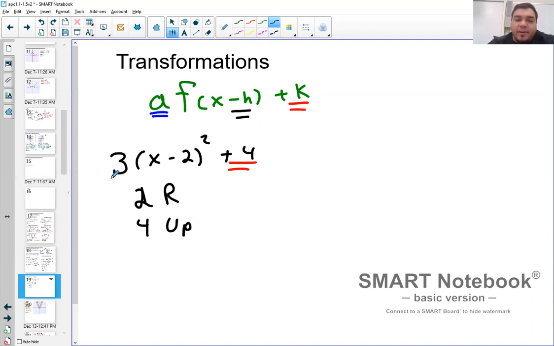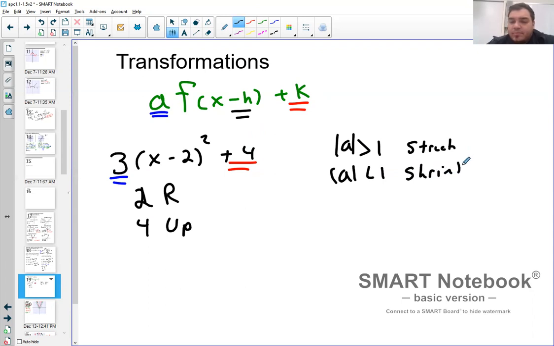And this a value over here is going to tell you whether you're vertically stretched or shrunk. If the absolute value of a is greater than 1, then it's going to be a stretch by whatever value. And if the absolute value of a is less than 1, then it's going to be a shrink based off the value. So in this case, this is going to be a vertical stretch by a factor of 3.